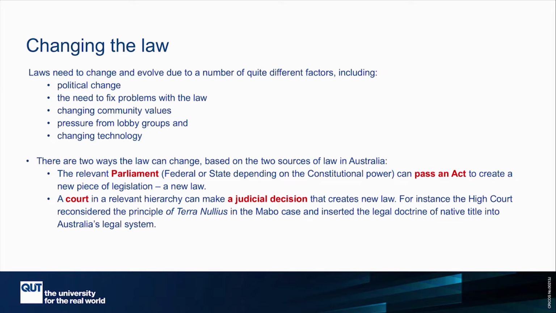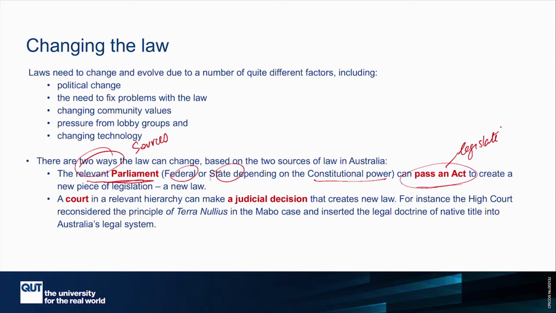Now, because we have two sources of law, there are two ways that the law can change. The first and most common one, or the most visible one that we will see, is where Parliament, either the federal or the state Parliament, depending upon the constitutional power, can pass a law. Okay, so we can legislate a change in law. This is how we get rapid, large changes in law.